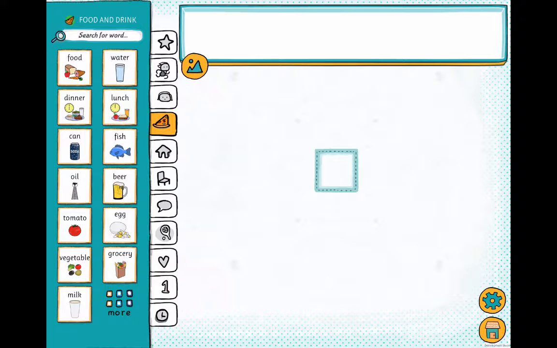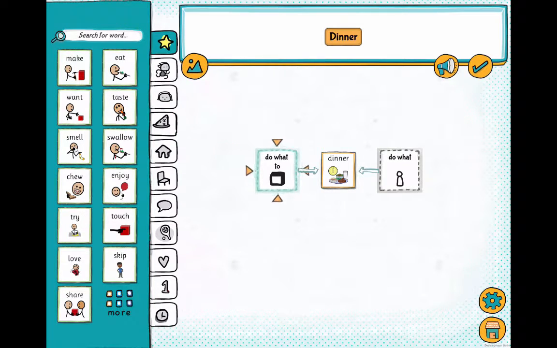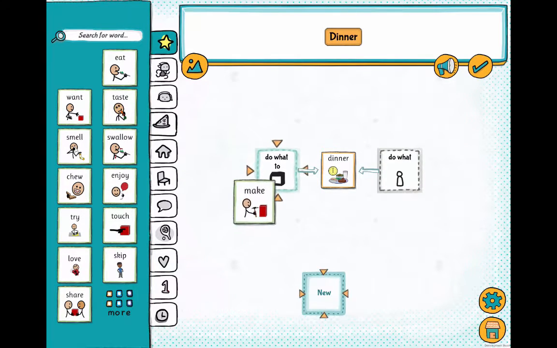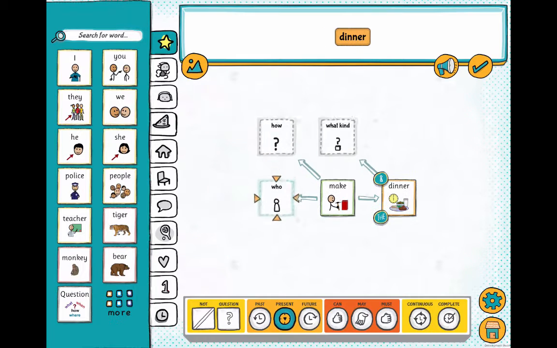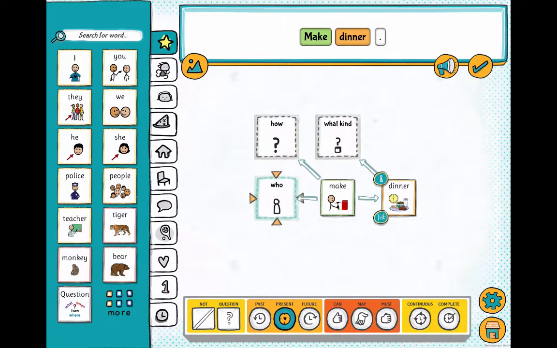So they would start with, for example, the word dinner. Dinner. And FreeSpeech provides this scaffold around the word dinner where you can hook in other words. So for example, you could take the word make and put it in here, and that would make a partial sentence that says make dinner. And every time you add a word to FreeSpeech, FreeSpeech speaks it out to provide reinforcement.